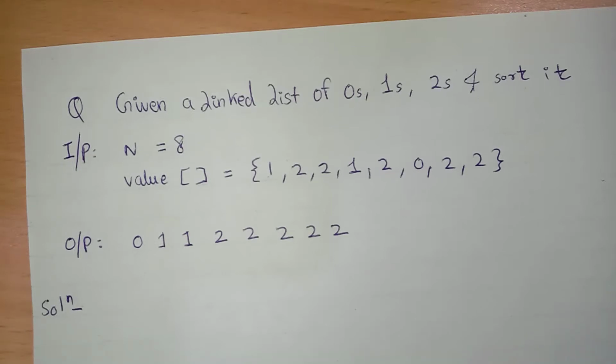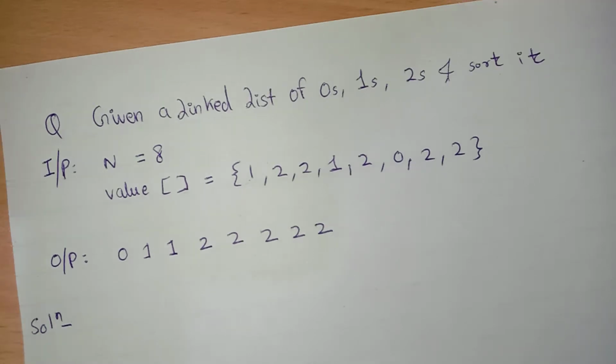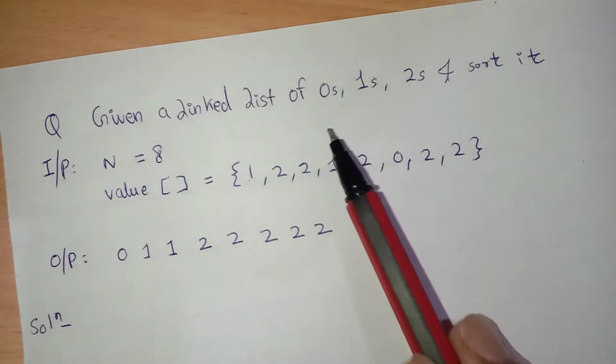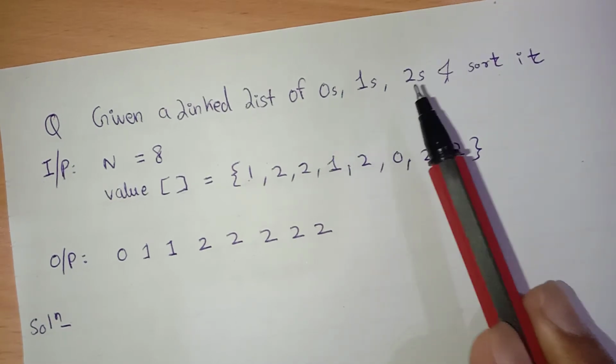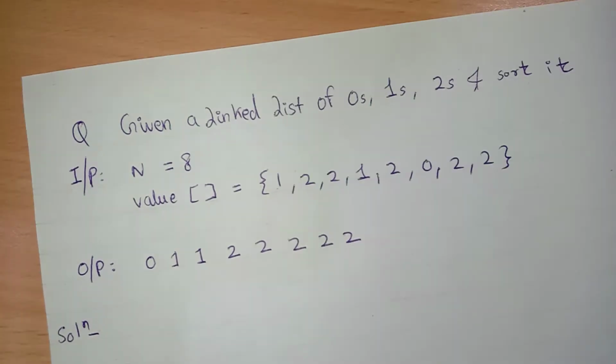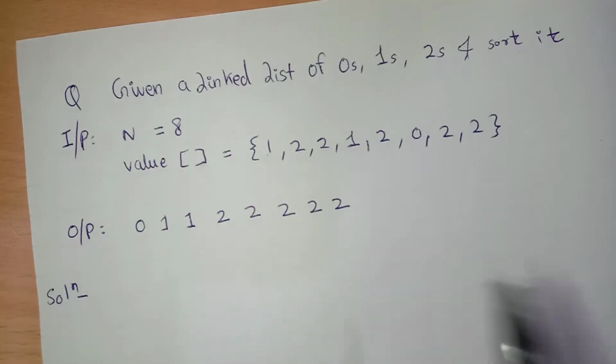Today we are going to solve one problem on linked list. So let's see the problem statement. In this problem statement, we have to sort the linked list in ascending order. There are only three numbers given in the linked list, namely 0, 1 and 2. The output should be in this format. So let's see the solution.